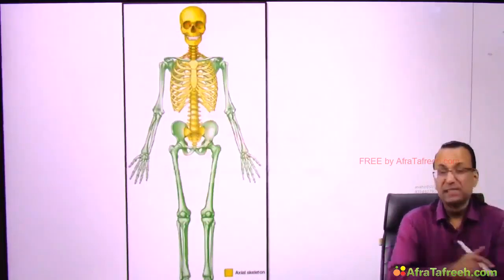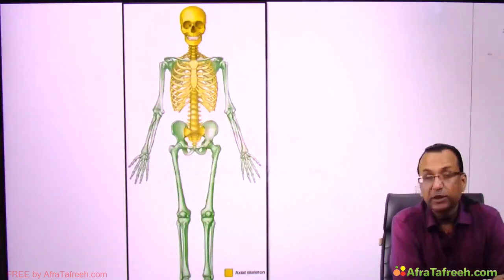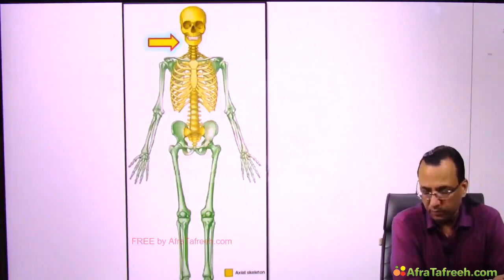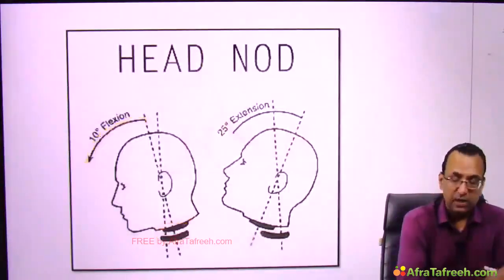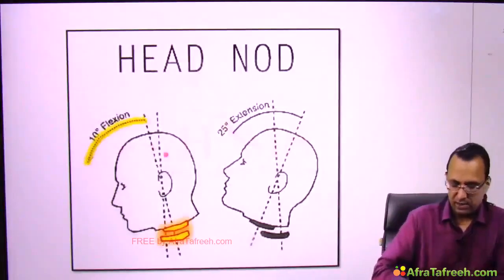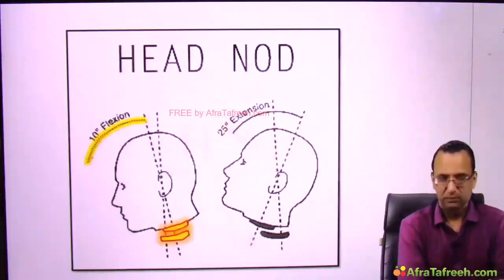atlanto-occipital joint is ellipsoid. What is this atlanto-occipital joint? This is between the skull and the first vertebra, the cervical vertebra. What is this joint doing? It is for the nodding movement, the yes movement. So you mean when I move my head for flexion, extension? Yes, that is called the nodding movement, the yes movement. The skull is moving on the atlas bone.